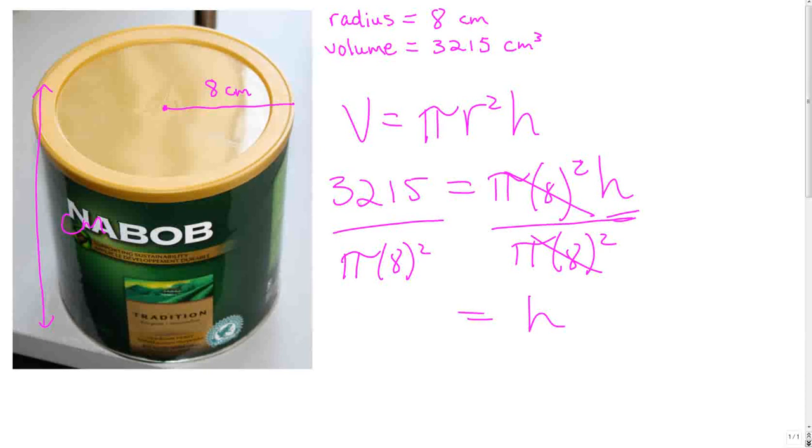And now we have 3,215 divided by pi times 8 squared, which, if we round to the nearest centimeter, or the nearest whole number, is 201. Final step is to divide 3,215 by 201, and we're going to get an answer of 16 centimeters equals our height. So the coffee can is 16 centimeters high.